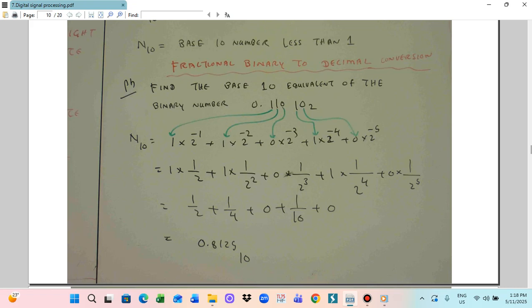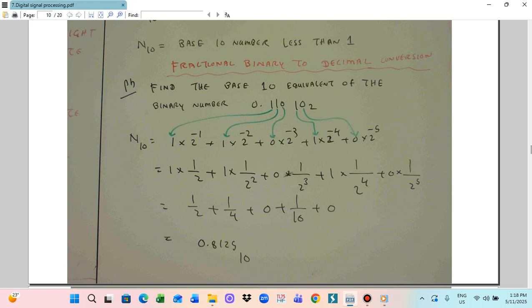Yes. So this is 0.11010 base 2 is equal to 0.8125 base 10. So by this you can calculate the fractional binary to decimal.